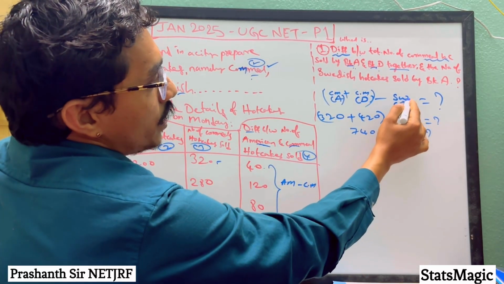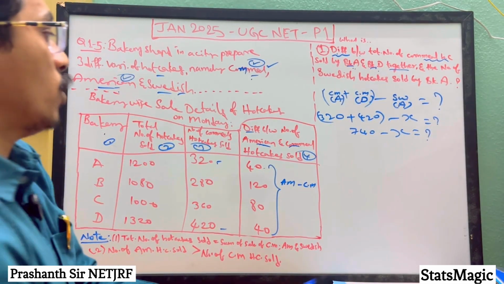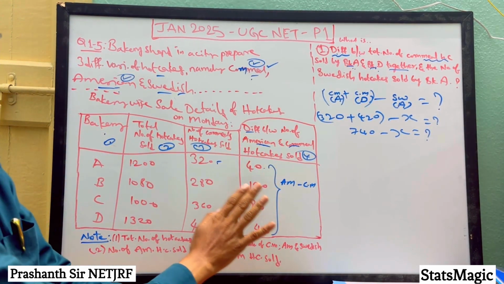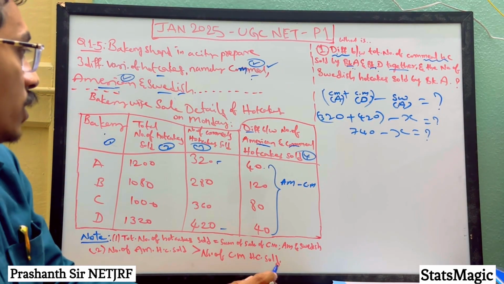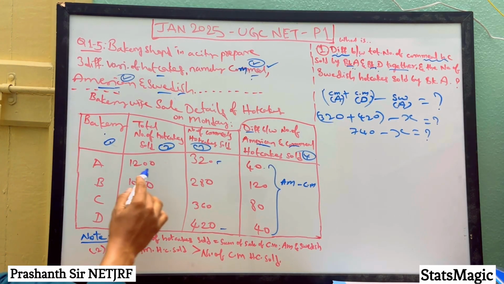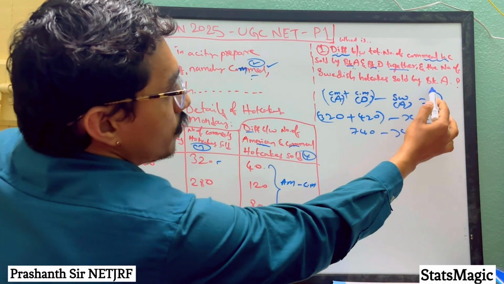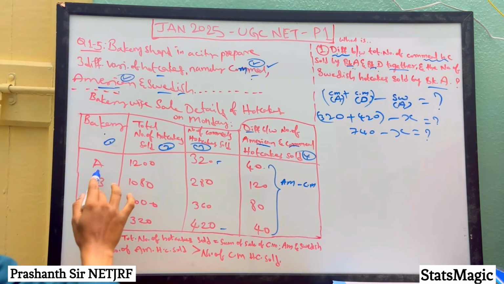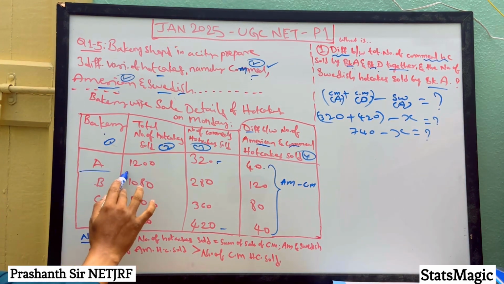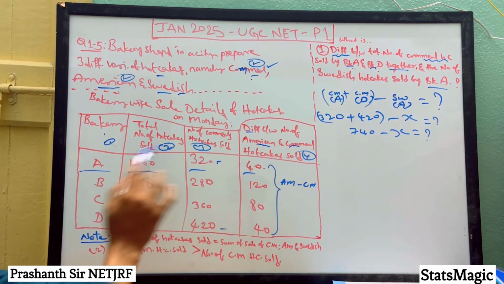That means the Swedish hotcakes sold by bakery A. They didn't give this directly. We have to find it out. They are asking about Swedish of bakery A, so consider only bakery A, right? Only this A you consider.